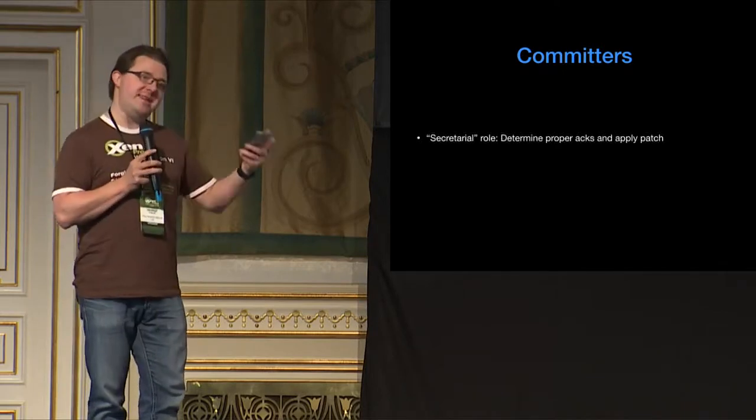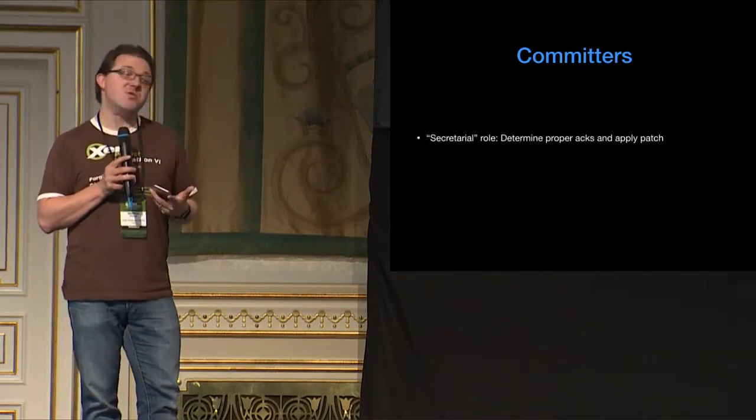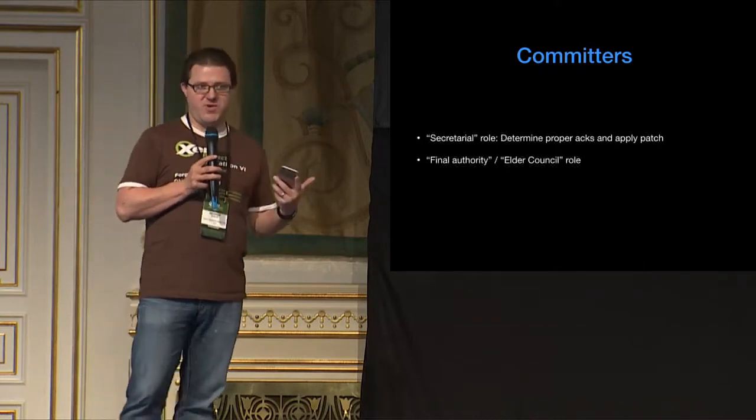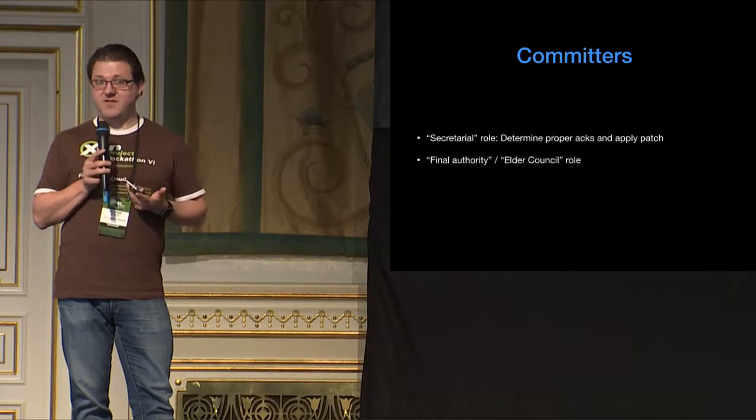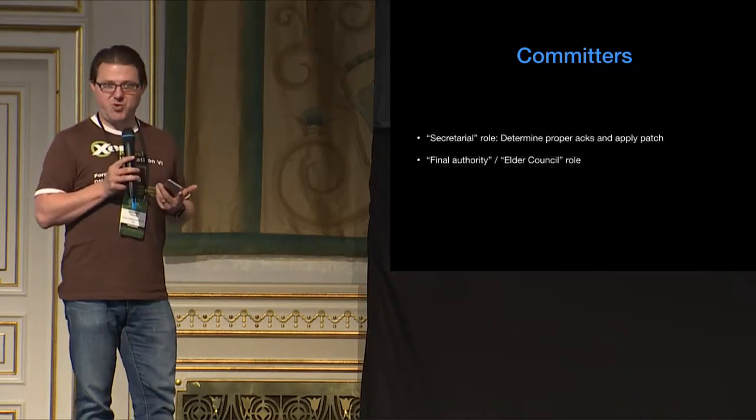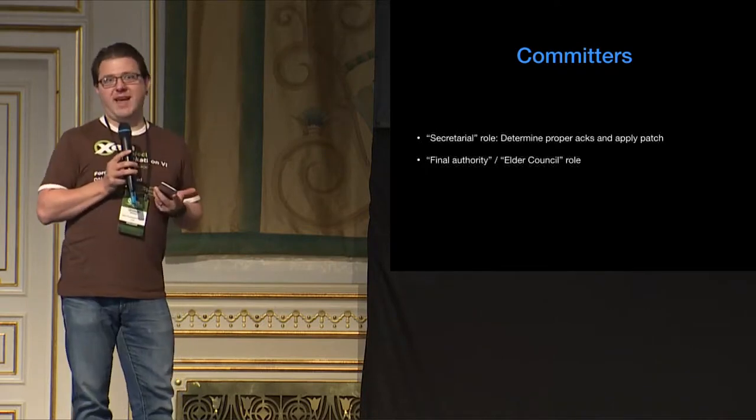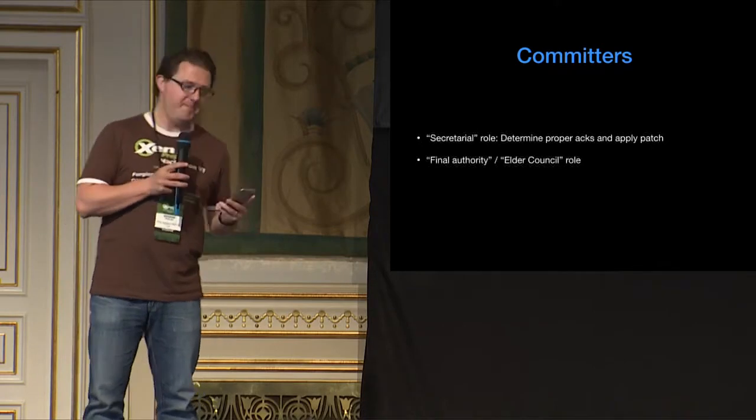But of course, having the actual access to the core Xen repository also implies a level of trust. So we have the Xen project. We've kind of used this role. We don't have a benevolent dictator for life. We don't have a central person like Linus Torvalds or something like that. So we've used the committer role as a sort of final authority / elder council role.